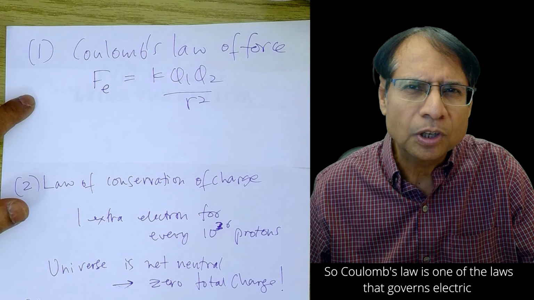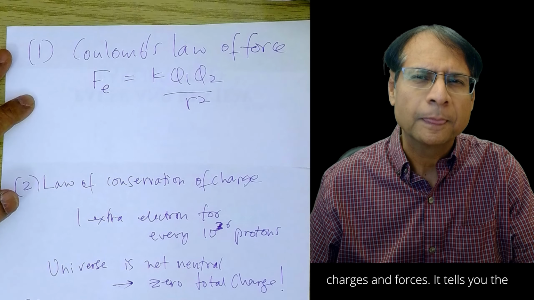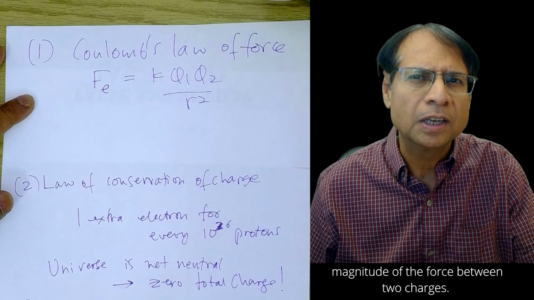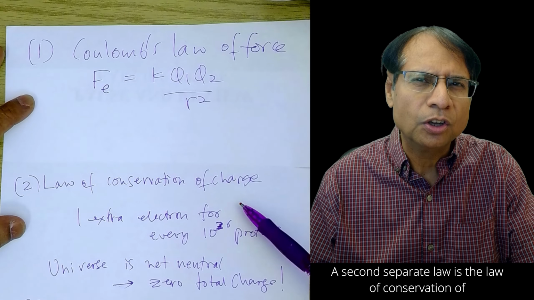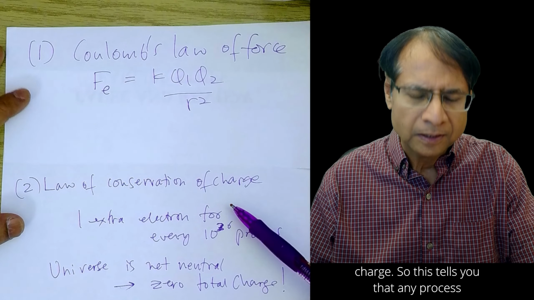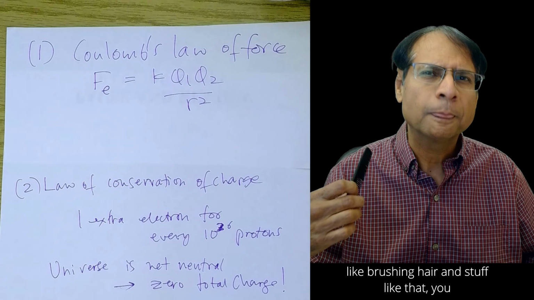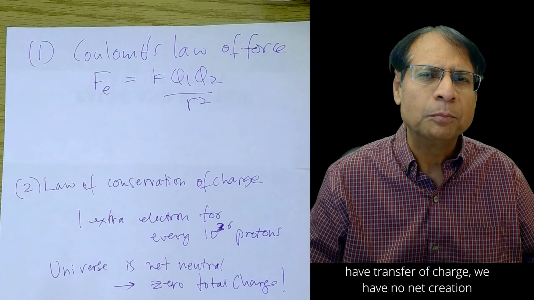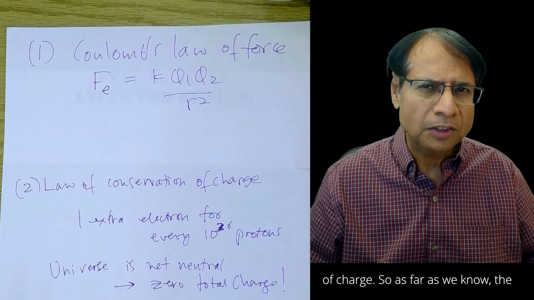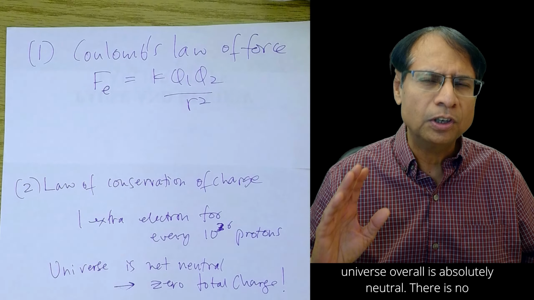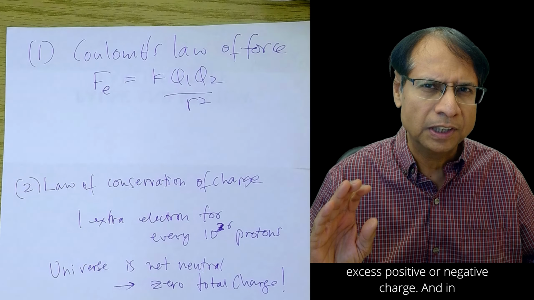So Coulomb's law is one of the laws that governs electric charges and forces. It tells you the magnitude of the force between two charges. A second separate law is the law of conservation of charge. So this tells you that any process like brushing your hair and stuff like that, you have transfer of charge, but you have no net creation of charge. So as far as we know, the universe overall is absolutely neutral. There is no excess positive or negative charge.